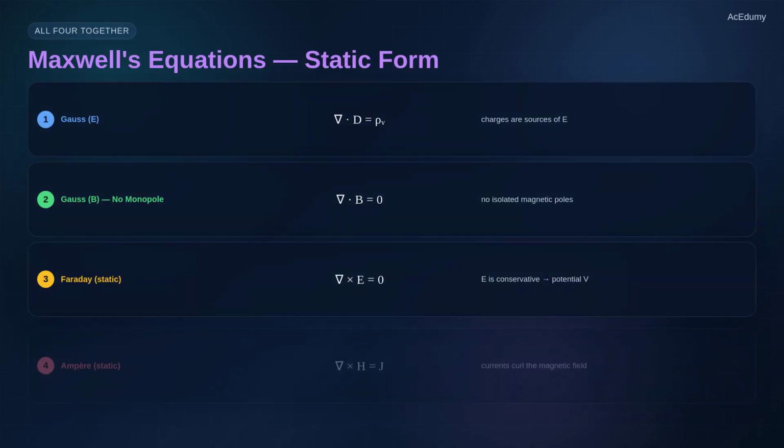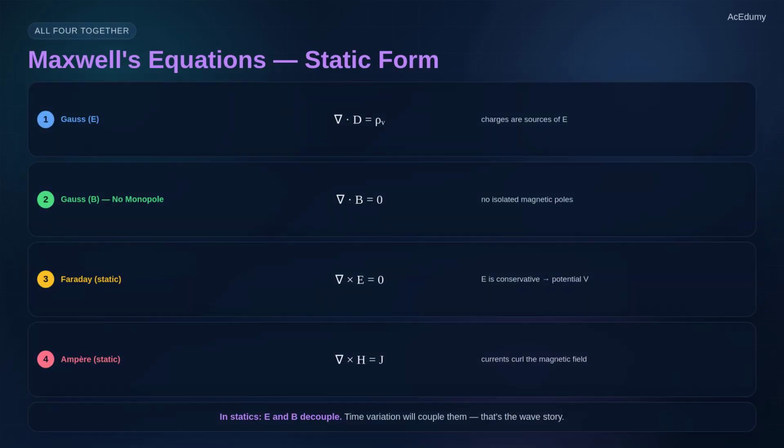Let's collect all four Maxwell's equations in their static form, the form that applies when nothing is changing with time. First, divergence of D equals ρV. Charges are the sources of the electric flux density. Second, divergence of B equals 0. No magnetic monopoles. Third, curl of E equals 0. The electrostatic field is conservative, which is why we could define a potential V. Fourth, curl of H equals J. Currents are the sources of the curl of the magnetic field. This is the differential form of Ampere's law from the last video.